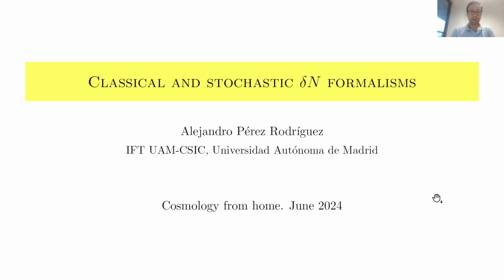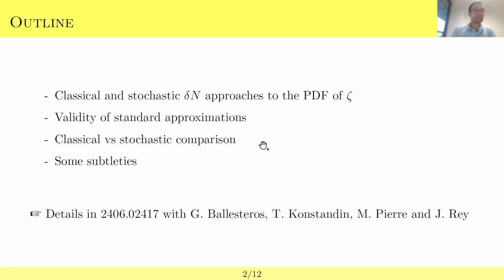I'm Alejandro Perez, and today I will discuss the classical and stochastic delta N formalisms as tools to study the non-Gaussian PDF of scalar perturbations from inflation. I will start by introducing the classical and stochastic delta N approaches and show how we can use them to compute the fully non-Gaussian PDF of curvature perturbations.